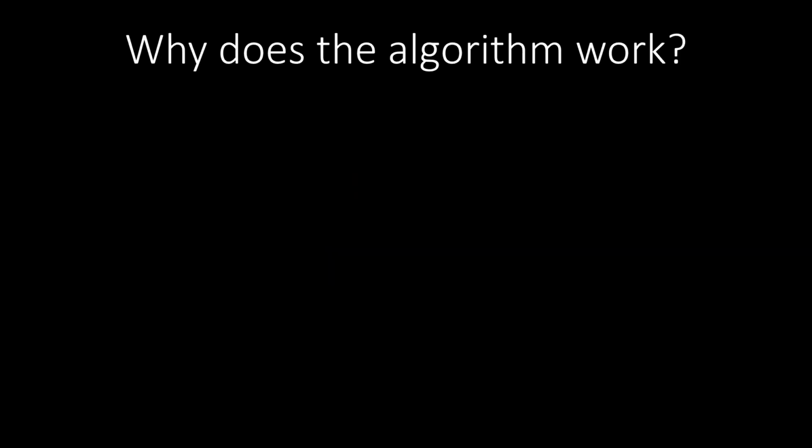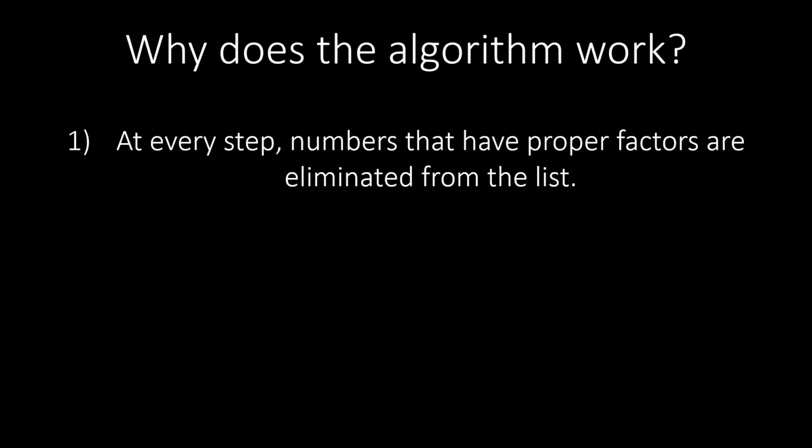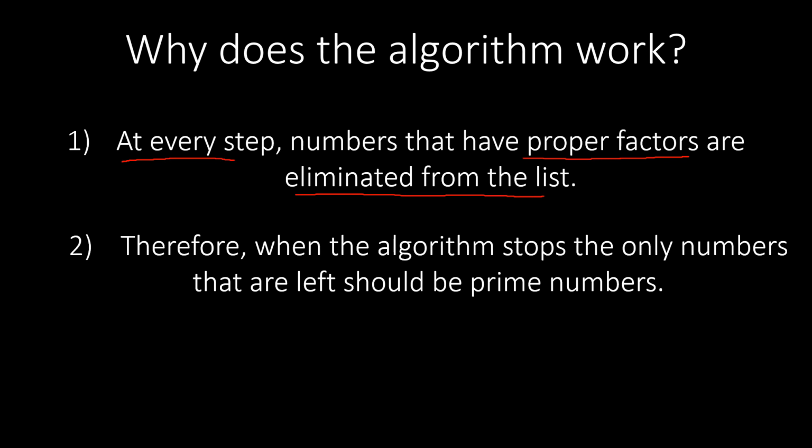So why does the algorithm work? Well, one of the reasons is because of the square root, and also because at every step in the algorithm, the numbers that have proper common factors are deleted from the list. So the only ones that are left are the ones that have to be prime. Those are the ones that have only one and themselves as divisors, only two positive divisors. And because we only go up to the square root, we are sure that we are deleting all of the ones that are not prime.